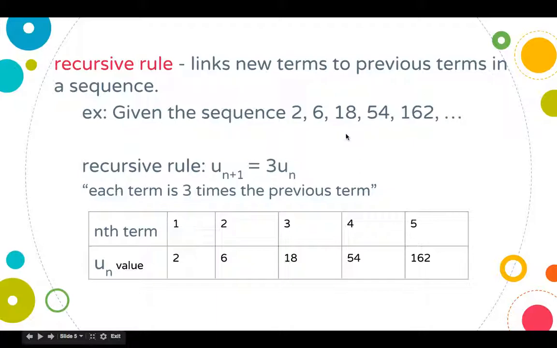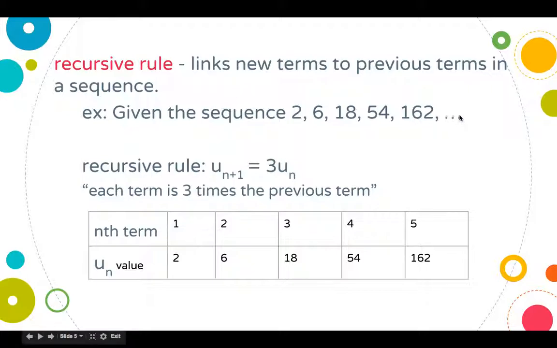So let me double check. 6 is 3 times 2. And 18 is 3 times 6, and 54 is 3 times 18, and 162 is 3 times 54. So my next term is probably going to be 3 times 162. So here I've established a pattern using a recursive rule.